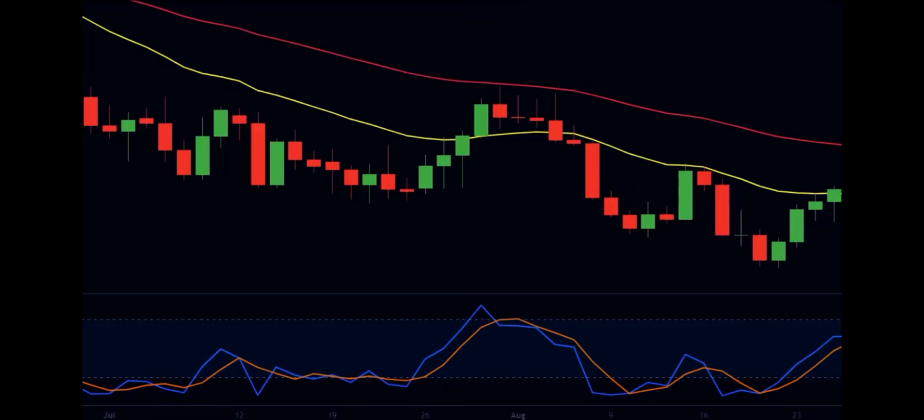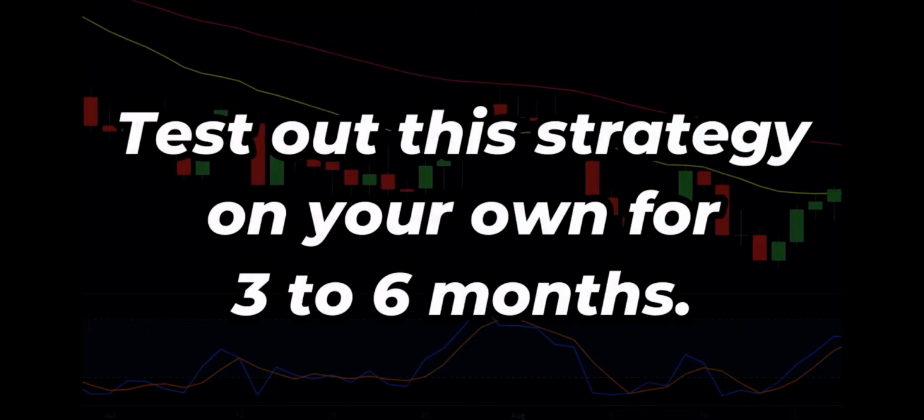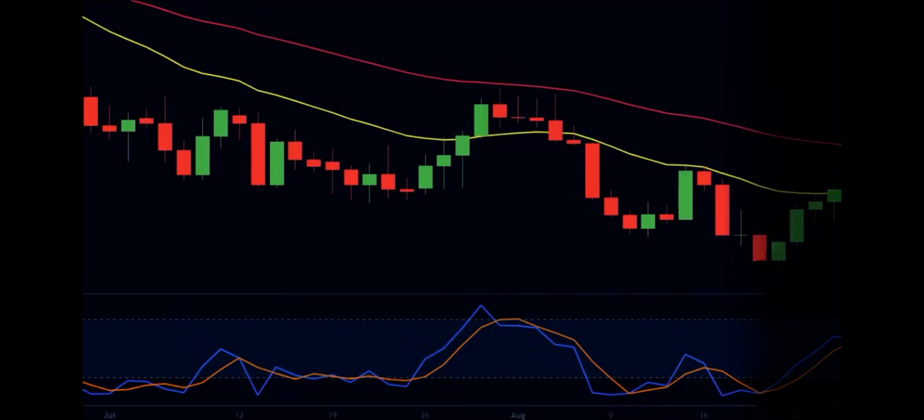In the end, I would highly suggest you test out this strategy on your own and paper trade it for at least 3 to 6 months before investing your hard-earned money into it.